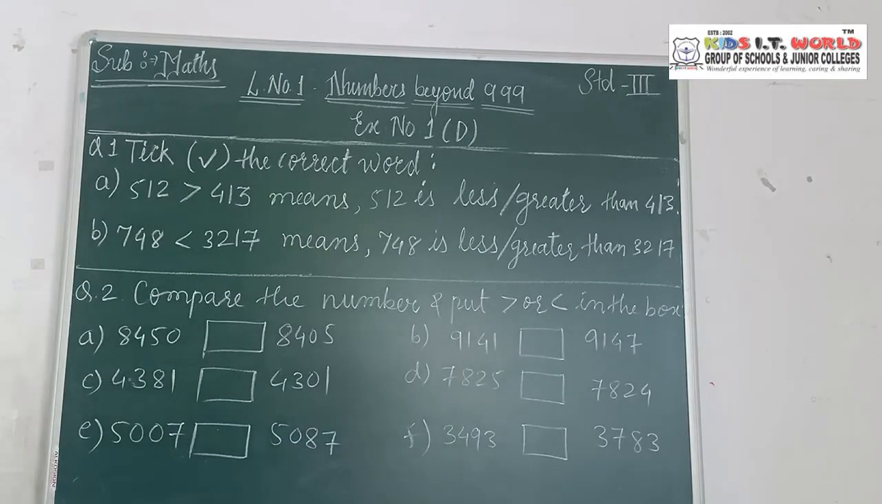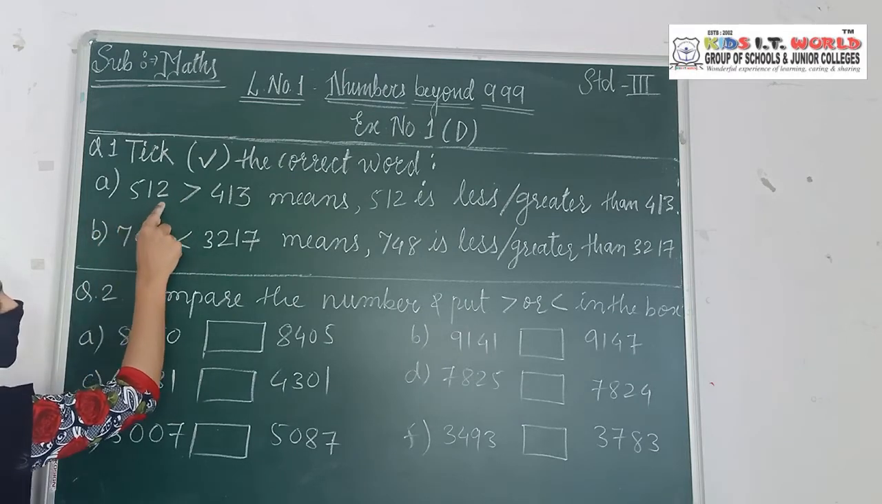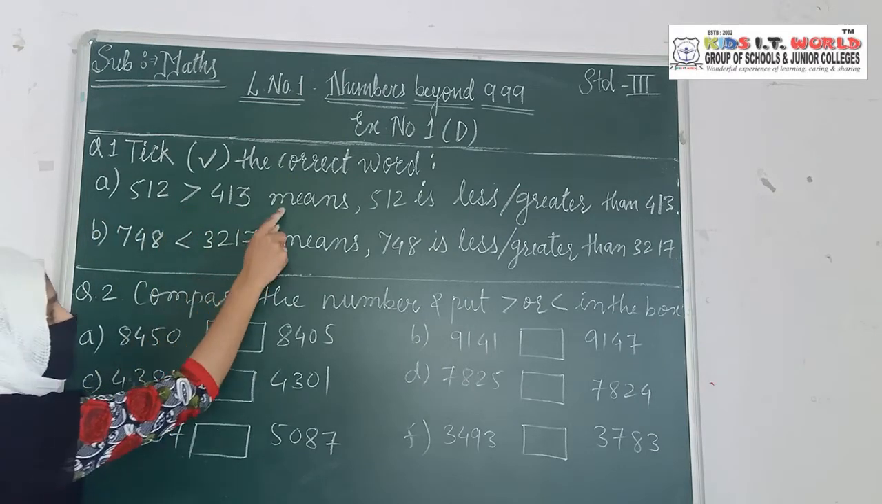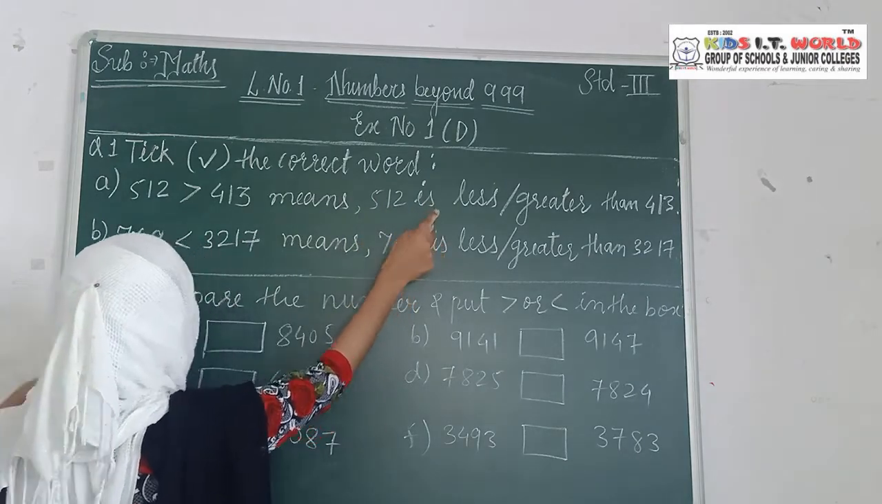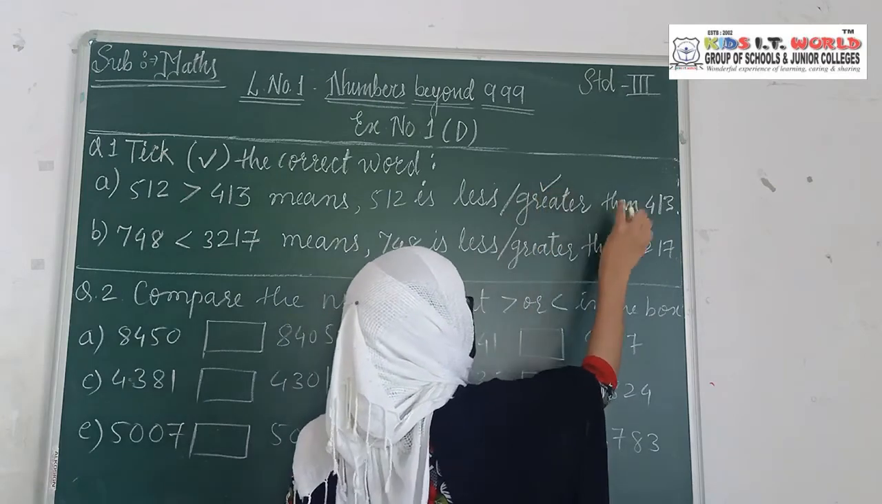Now here the first question: tick mark the correct word. The question is given to you, and by the symbol you have to tick mark whether the given number is less than or greater than. From less or greater, you have to tick the right mark on the correct word. So here the first one, 512, this symbol is of greater than. So 512 greater than 413 means 512 is less or greater? It is greater than 413.